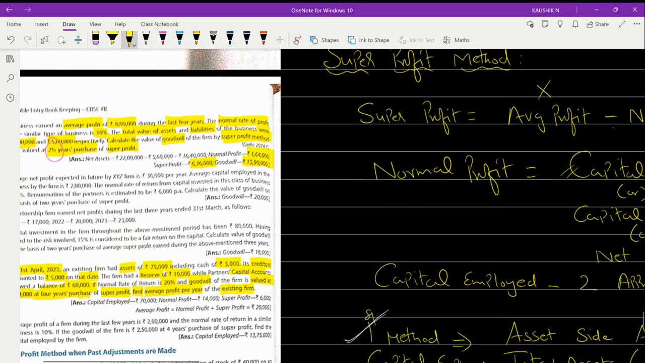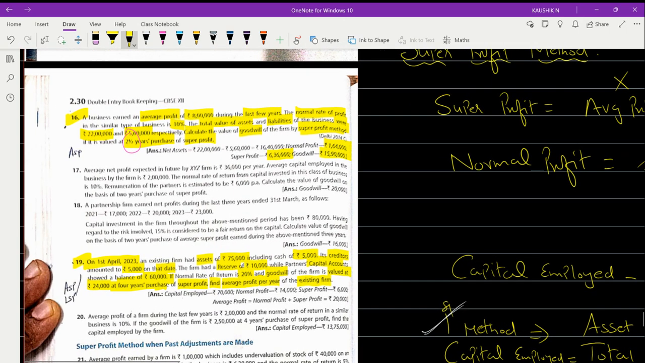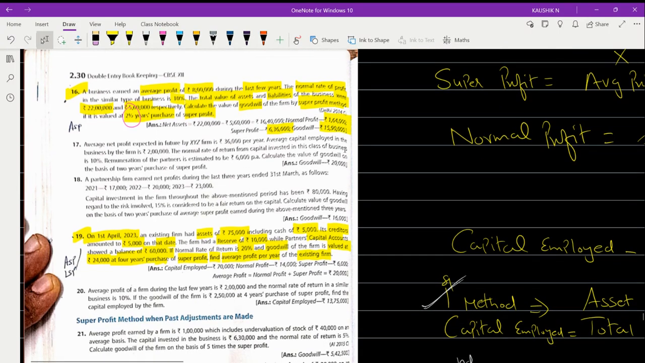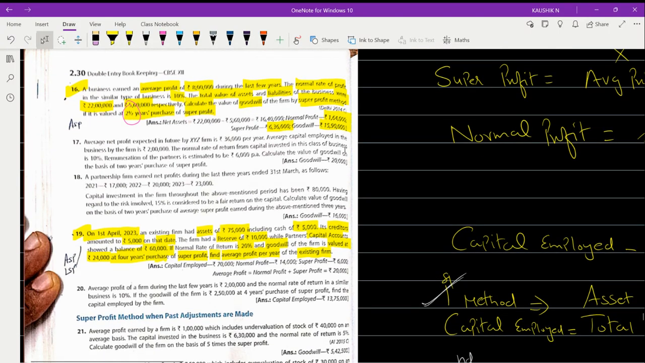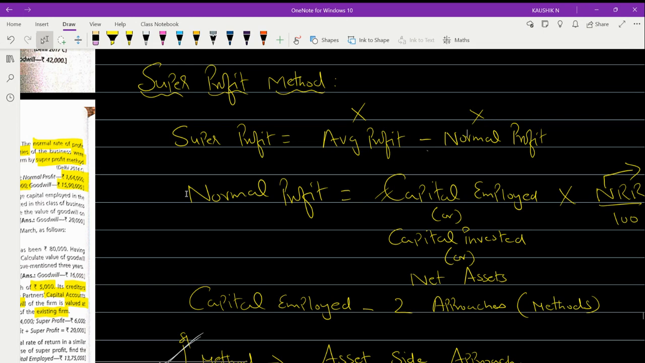But to calculate this normal profit, we have a formula. Check out whether capital employed is given in the question straight away. Is the value of capital employed given directly? No. So capital employed is also not available to us.